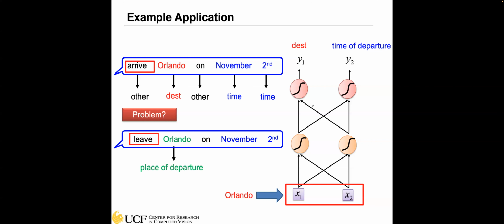So for the network to understand that this case is different, in other words, the neural network needs memory. It needs to memorize what it has seen before. Before the word Orlando, the network has to remember that it saw the word "leave". In this case, Orlando means something different. It's not the destination anymore as compared to the other case.